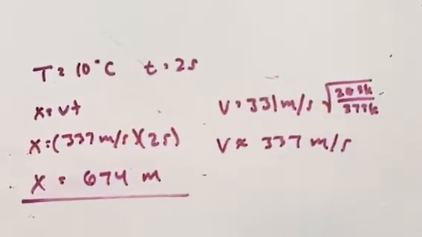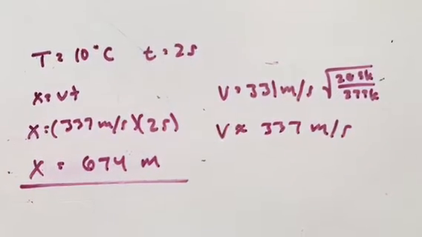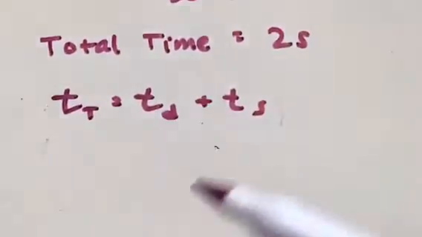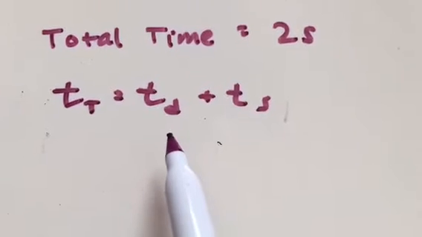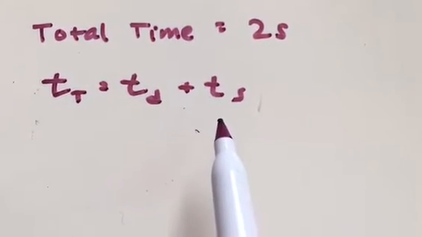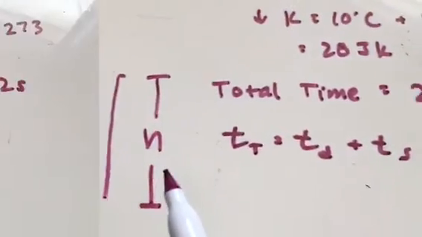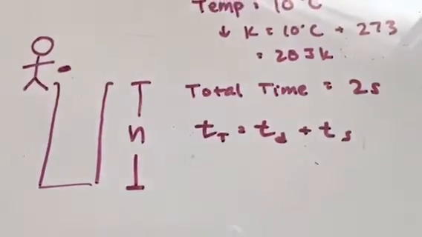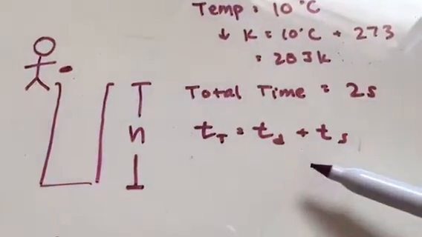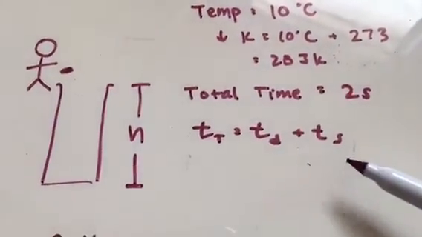So in this problem, you're given the air temperature and the time. However, you can't solve the problem this way because the time given, 2 seconds, is actually the time it takes for the stone to hit the water and the time it takes for the sound to travel back to the person. We need to find these 2 times in order to find the depth of the well. 3 unknowns means 3 different equations. One equation for each of the times and another equation to show the relationship between the 2 times.